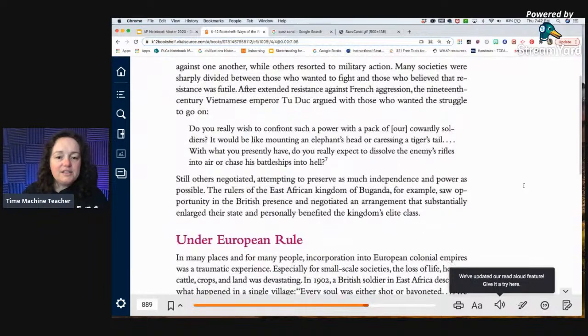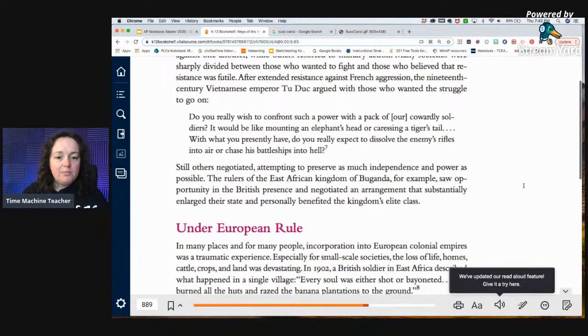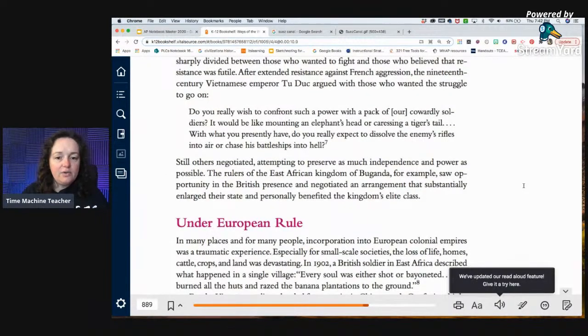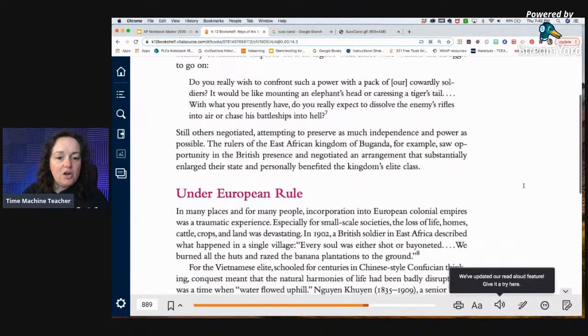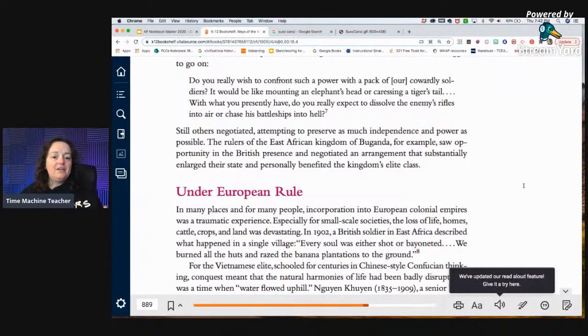After extended resistance against French aggression, the 19th century Vietnamese Emperor Tu Duc argued with those who wanted the struggle to go on. Do you really wish to confront such a power with a pack of our cowardly soldiers? It would be like mounting on an elephant's head or caressing a tiger's tail. With what you presently have, do you really expect to dissolve the enemy's rifles into air or chase his battleships into hell? So basically, they just did not have enough military power to stand up against the Europeans.